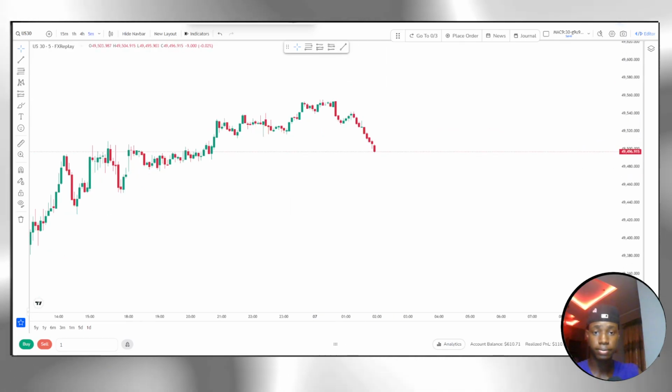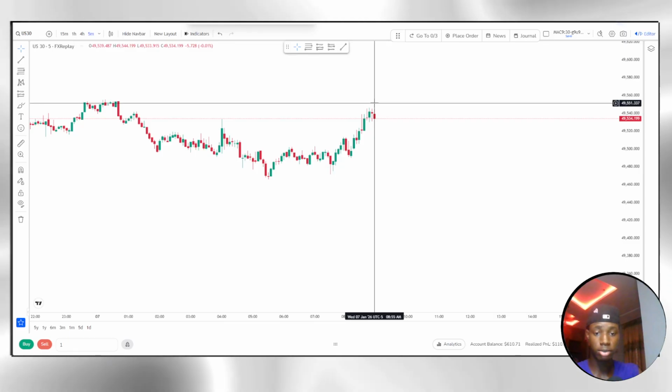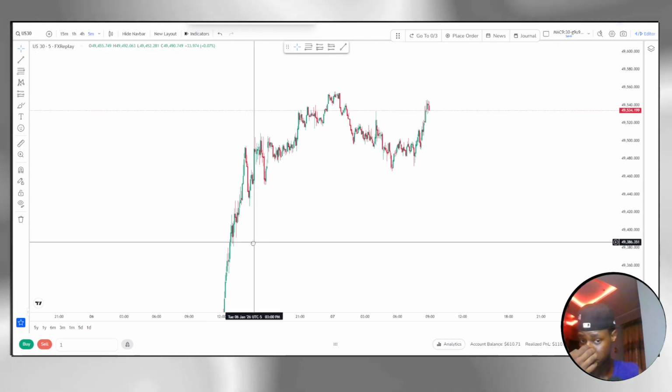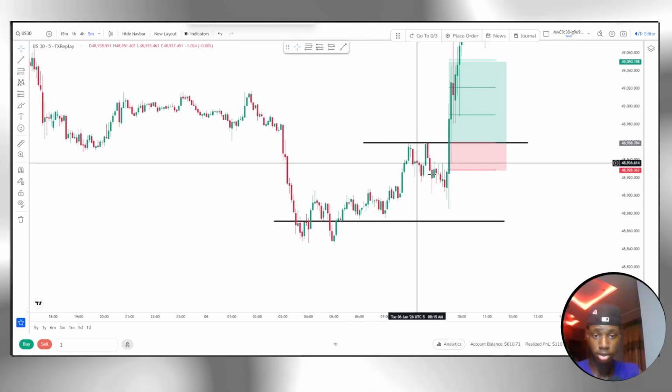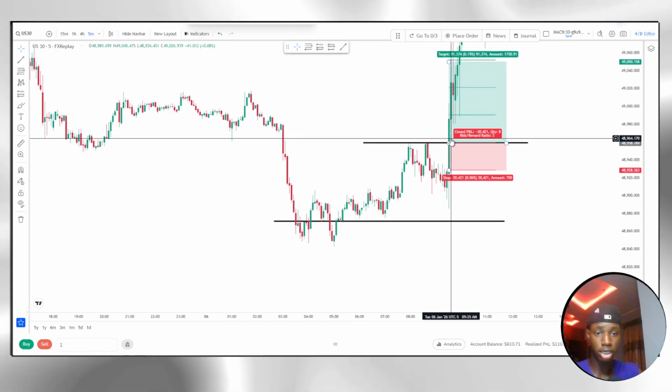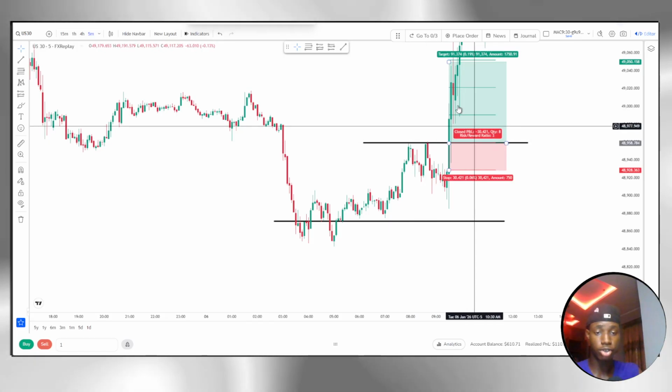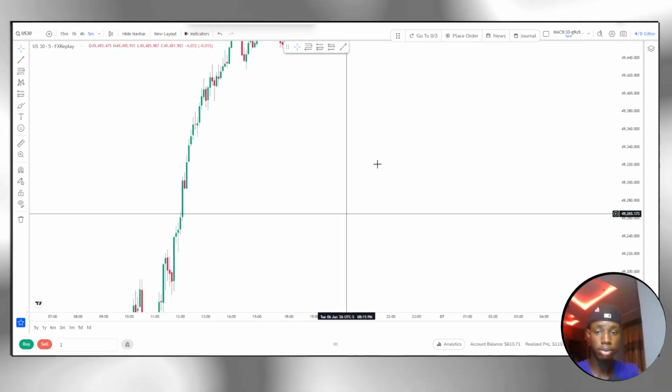This 10. I'm trying to do less. I don't want to do more explanations. So the reason why I took this trade, obviously, you can see we had this break at 9:30 open. As soon as we break above, take our buys. Same thing we do every day.